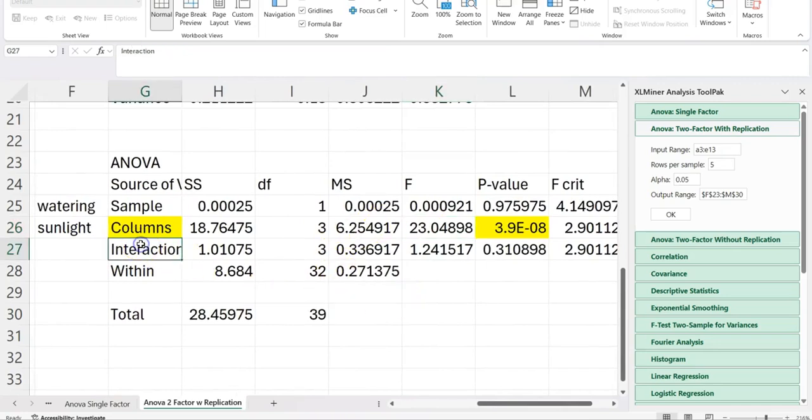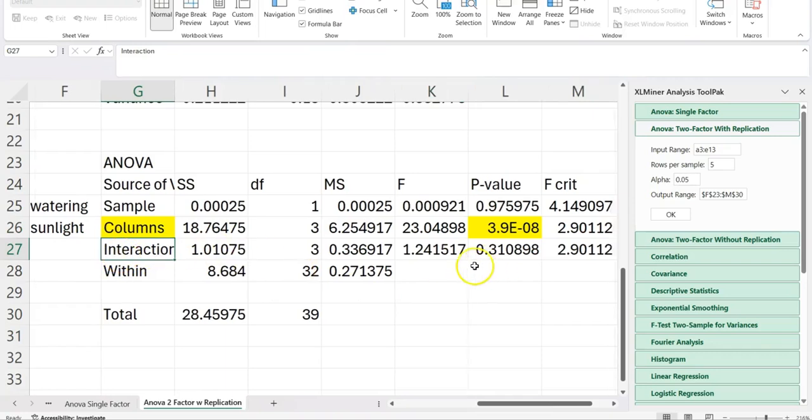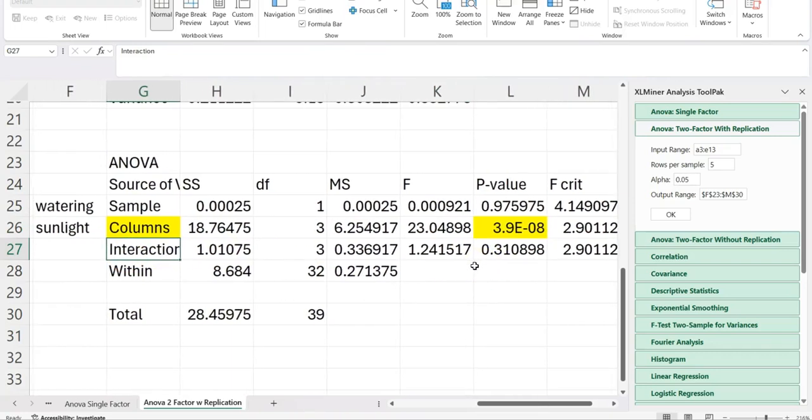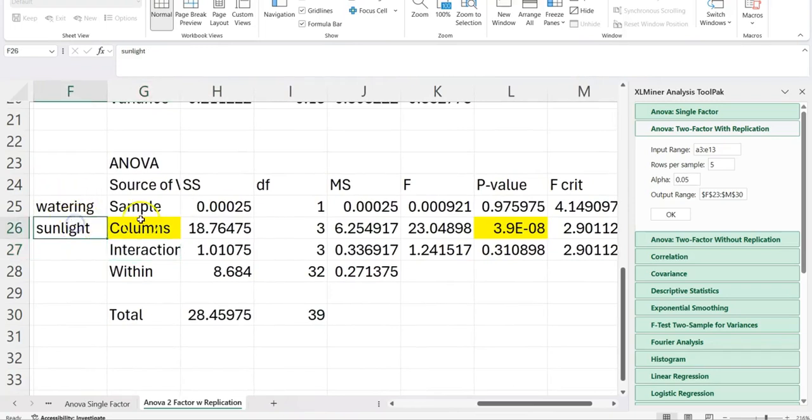And then the interaction would be basically watering and sunlight together, and that is not statistically significant. So for this sample, the sunlight represented by the columns is statistically significant.